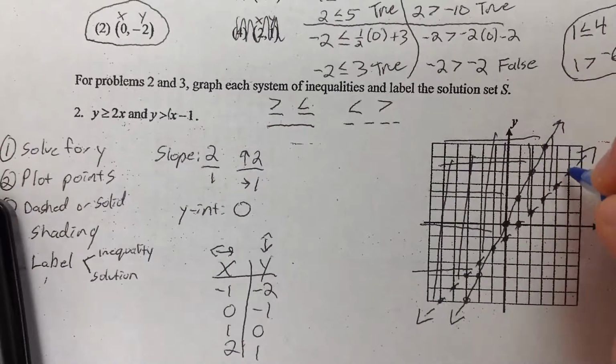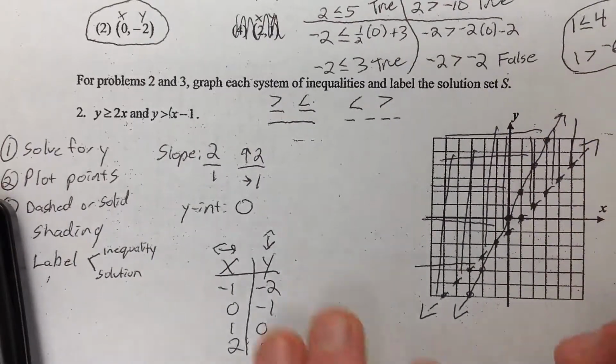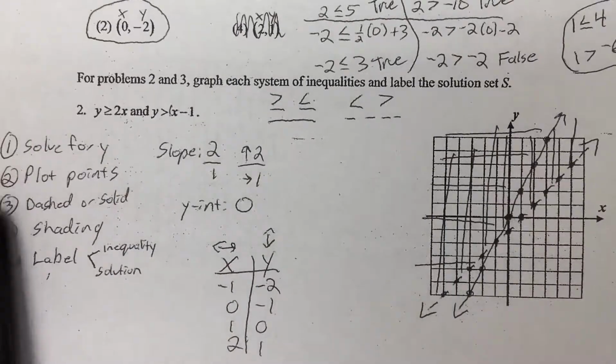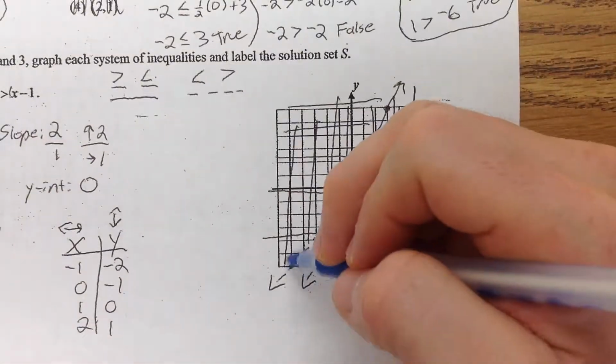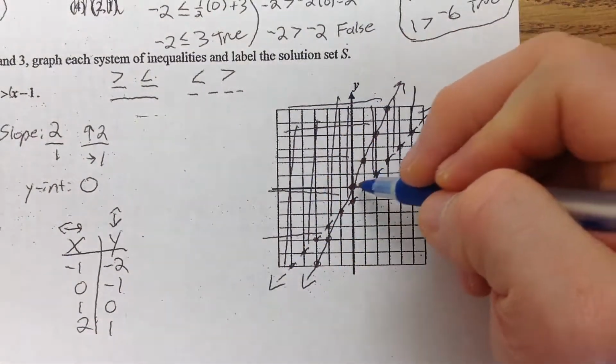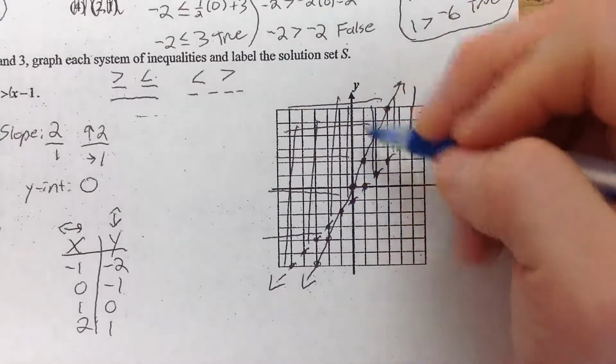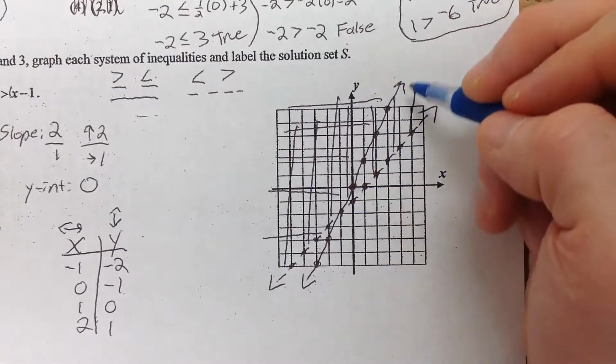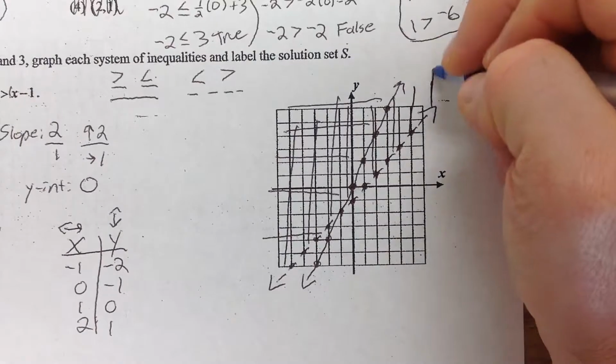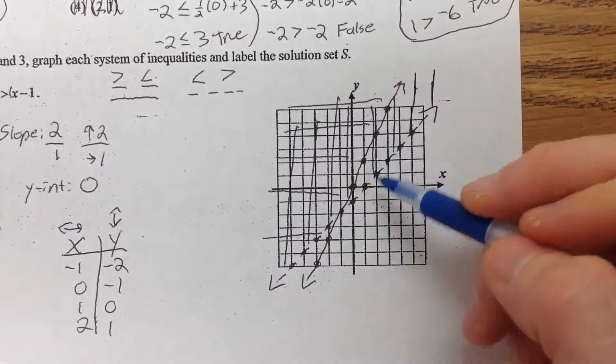And notice that I keep shading. I don't just shade where the two kind of intersect. I shade the whole thing. So I shade here, I shade here, I shade here. And then even though the lines cross right here, I keep shading. I shade everything that's above this line that's way up here.